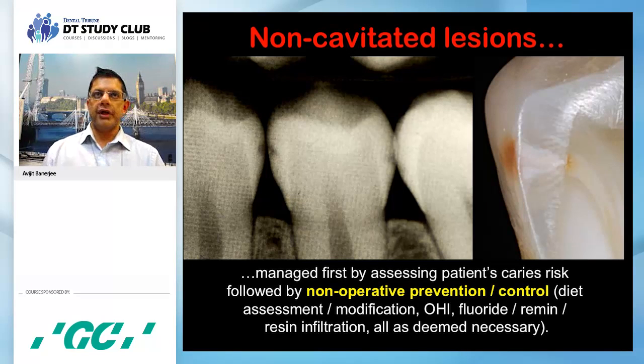So one slide summing up non-cavitated carious lesions. We can see the radiograph with early lesions into enamel, and also the picture here showing the inverted cone of the white spot lesion, and it's an arrested lesion in this particular case. And these lesions must be managed always by first assessing the patient's caries risk and then non-operative prevention and control methods, as I've listed on the screen.